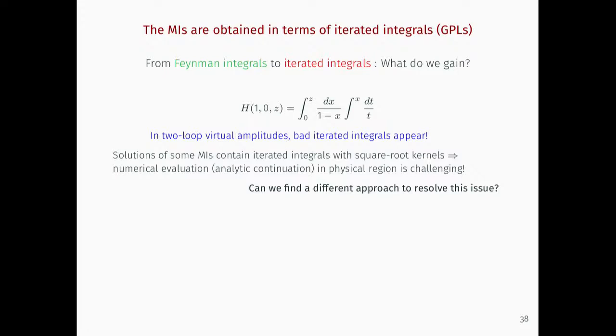Now, what happens when we have a square root? Mostly these things are computed in the Euclidean region, but our region of interest is the Minkowski one. At that point, the square root contains a minus. So that means you have to do an analytic continuation, and that is very, very difficult, because you have to do it for each function, and there are many such functions. So it is very challenging. So the question is, can we find a different approach which is better than this?